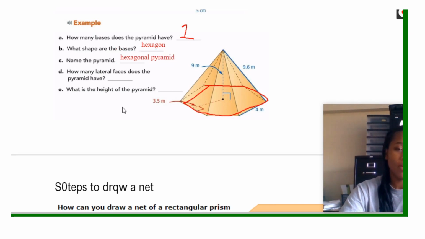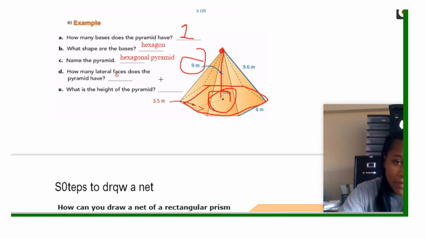How many lateral faces does the pyramid have? If you have 6 edges along the base, you need a lateral face to connect to each one of those. So that is 6. The height is going to go from the bottom base all the way to the top of the figure. So from down here to here, here's our right angle right here. The height goes from the base all the way to the highest point of the pyramid, and that is this dimension right here, which is 9 meters.